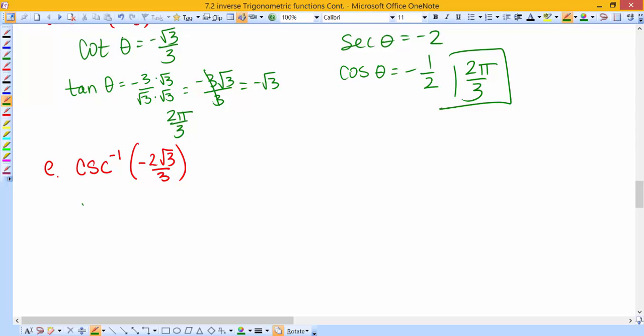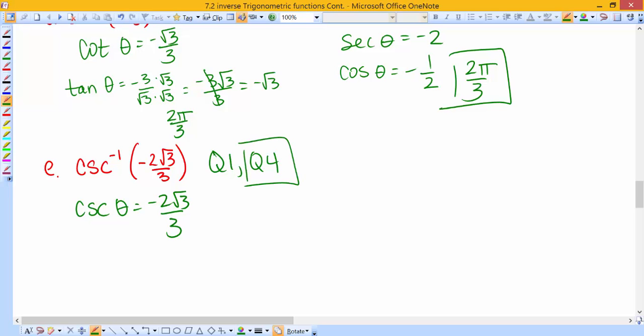Moving on, cosecant of theta is negative 2 root 3 over 3. I am just going to use my unit circle here so this video doesn't keep going on forever and ever. Cosecant goes with sine, so that's quadrants 1 and 4. Since it's negative, sine is negative in quadrant 4. So you should be looking at quadrant 4, go to cosecant, we're looking for negative 2 root 3 over 3, and this is 5 pi over 3.